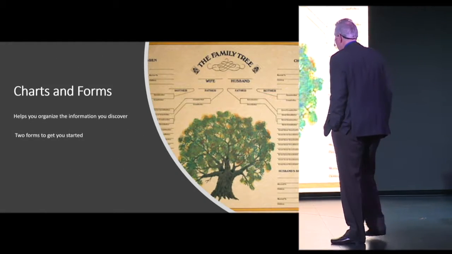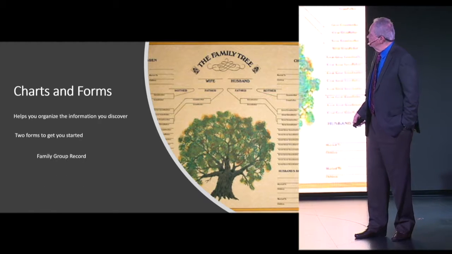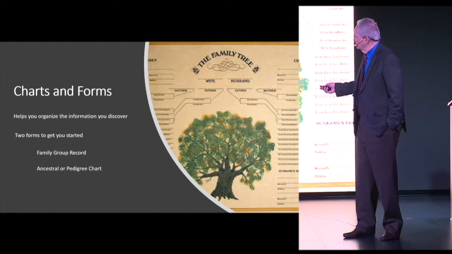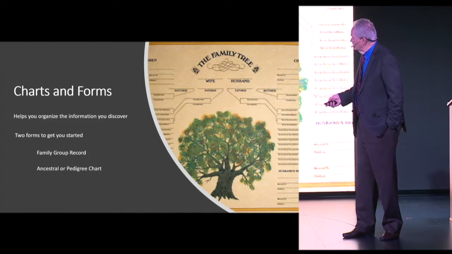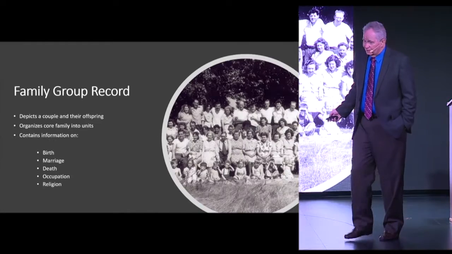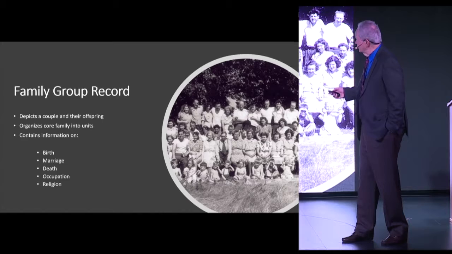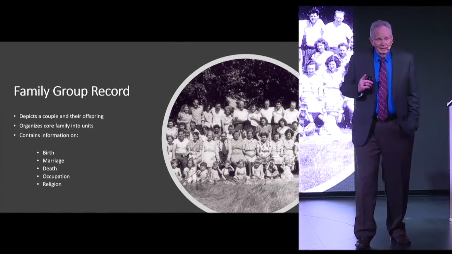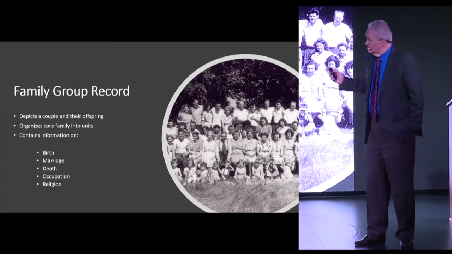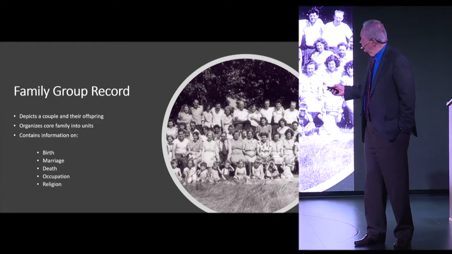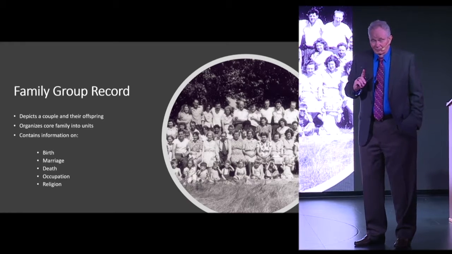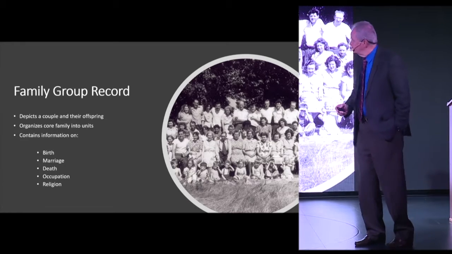So that's kind of where we're going here. As I said, we have charts and forms. No, I'm not going to spend too much time on this. I know how boring it is. But there are 2 basic ones. There's a family group record, and there's the ancestral pedigree chart. I want you to look at these. This is a family group record. This depicts one couple and their children, and it describes their nationality, birth, death, occupation, religion, just all you want to know about one family group, and basically one couple and their children.